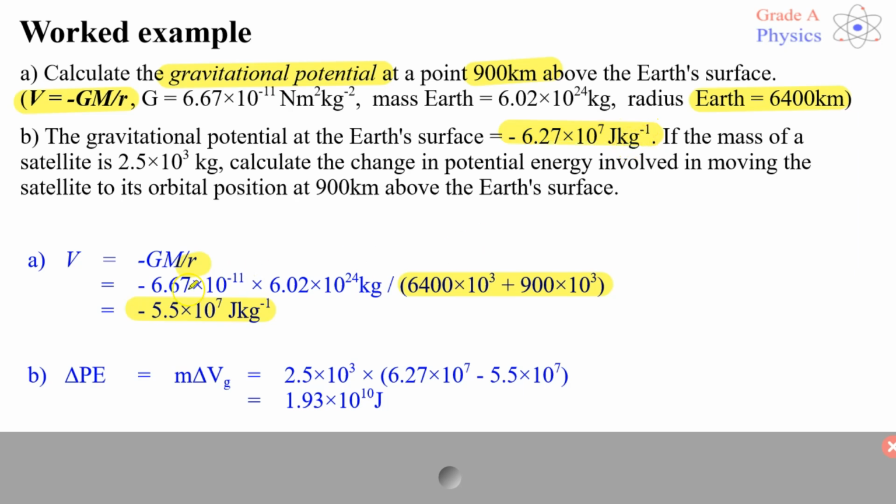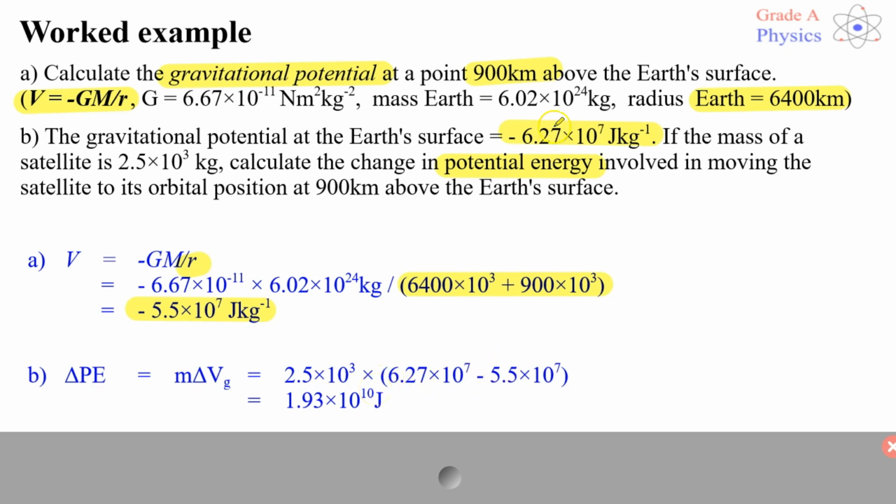So we would expect that to be larger than at the height of the satellite, because we're moving away from infinity, we're getting a larger negative value. So we're trying to find the change in potential energy as we move between these two positions. So all we need to do is to work out the difference between these two potentials. Now, we could take into account the negative values here. So it would be minus 5.5 minus minus 6.27, and they're both 10 to the 7.